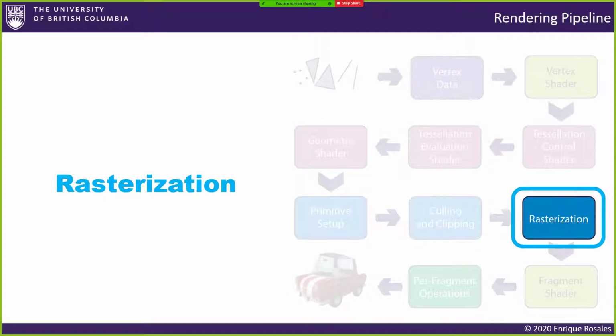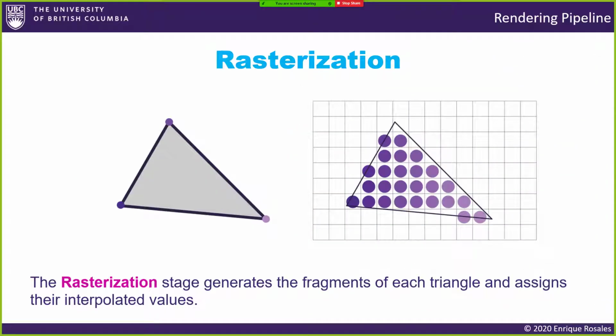Okay, so now let's go to rasterization. We already talked a little bit about that. Rasterization is the stage that basically generates the fragments of each triangle and assigns their interpolated values. Again, don't worry, because if I remember correctly, we will have an entire lecture regarding rasterization, because it's a big topic and there's a lot of math involved. But for now, this is a good explanation, and we already know what it does.